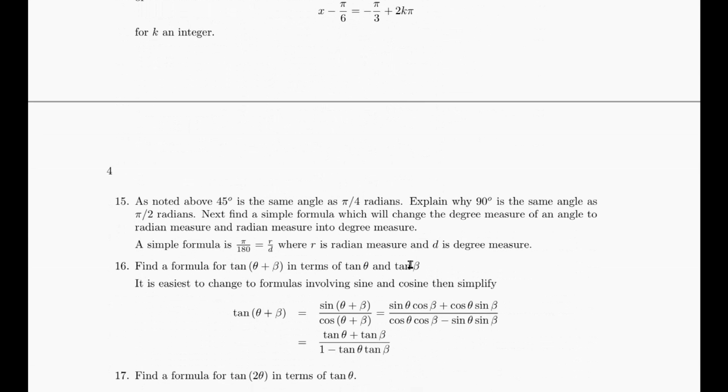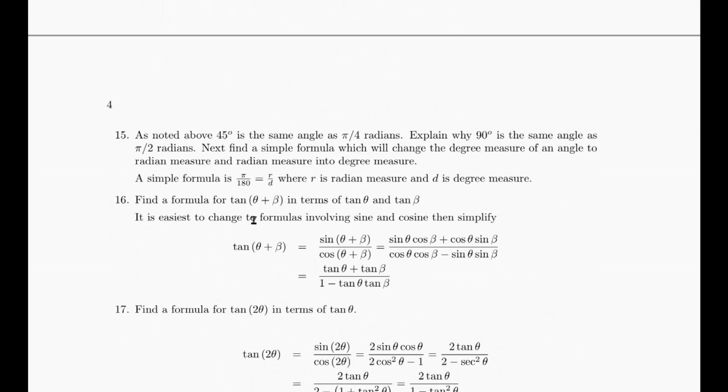Okay. How can we change from degrees to radians? Well, it's very simple. Pi radians is equal to 180 degrees. So I would set up a proportion. Pi over 180 is equal to r over d, where r is in radians and d is in degrees. So this will allow me to find radian measure if I know degrees, and to find degree measure if I know radians.